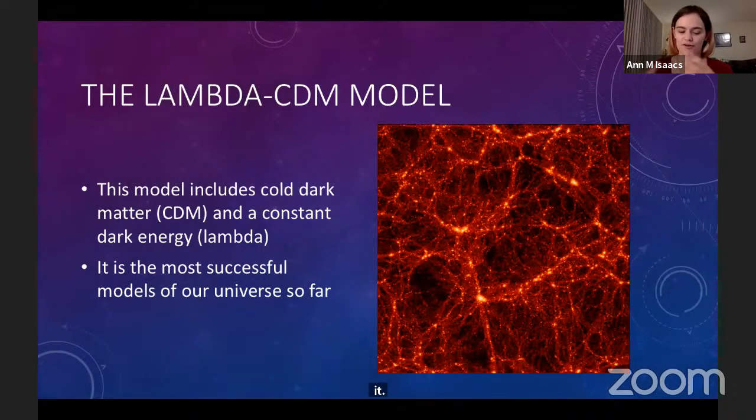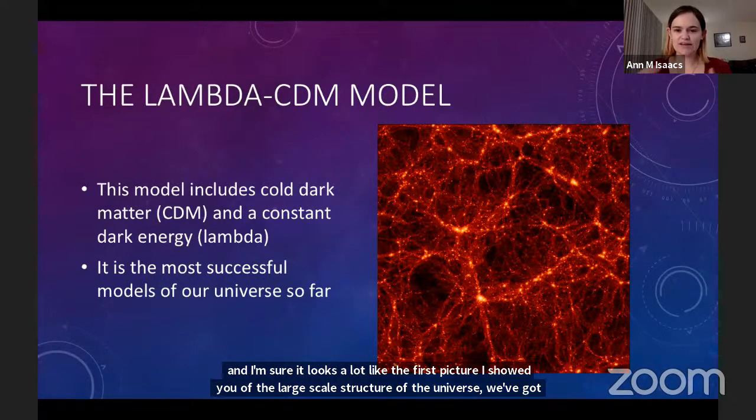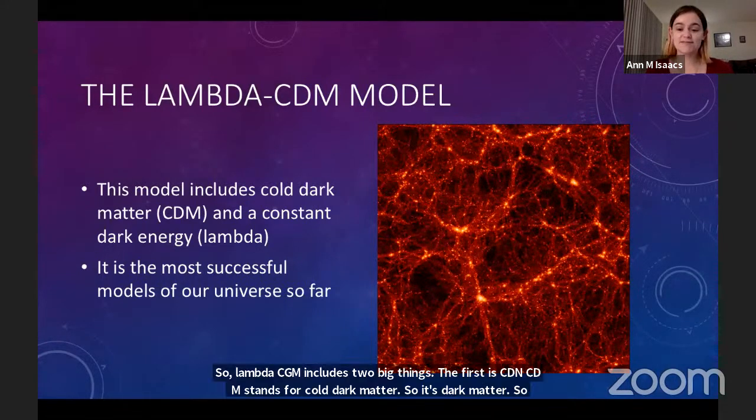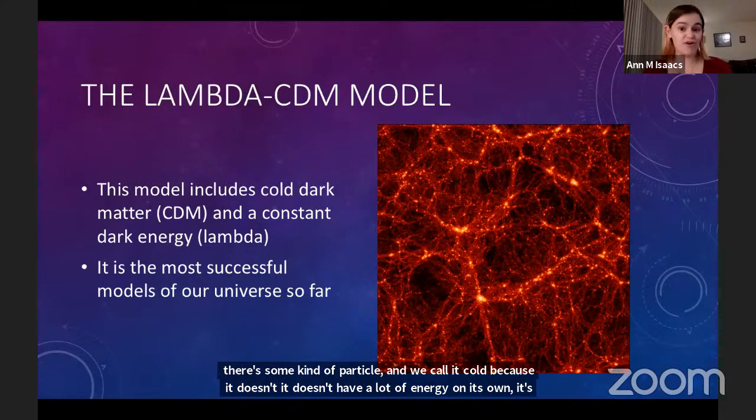CDM stands for cold dark matter. So it's dark matter, it's made of some kind of particle, and we call it cold because it doesn't have a lot of energy on its own. It's not interacting with itself. If you think of a hot gas, it's not doing anything. It's not putting out any extra energy. It's just kind of sitting there being cold. And it also includes a constant dark energy, which is usually represented by the constant lambda. The LAMBDA-CDM model is the most successful model of our universe so far.